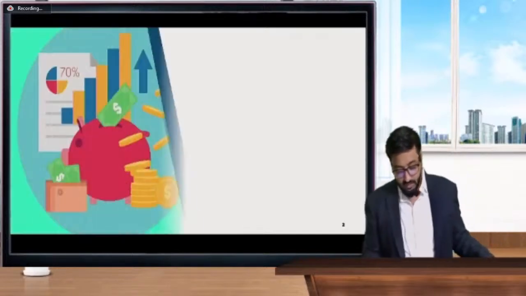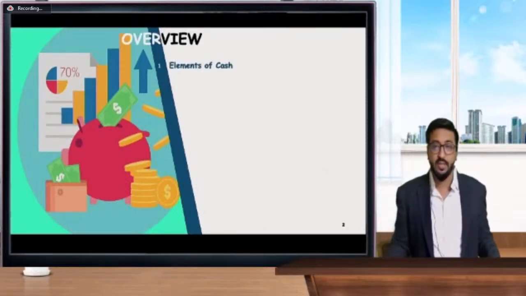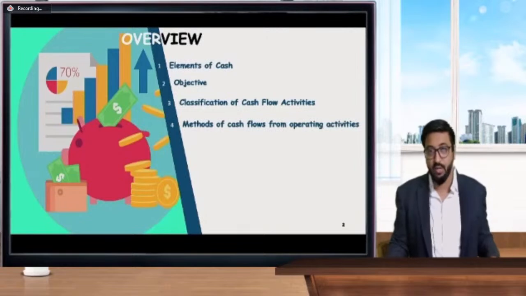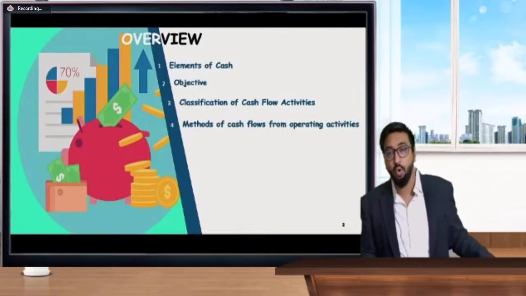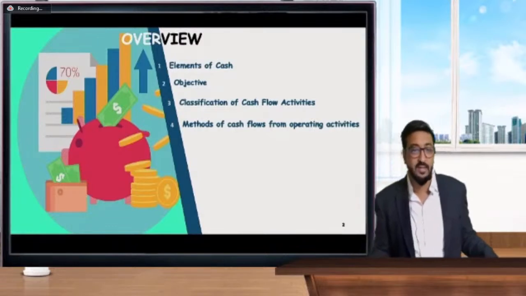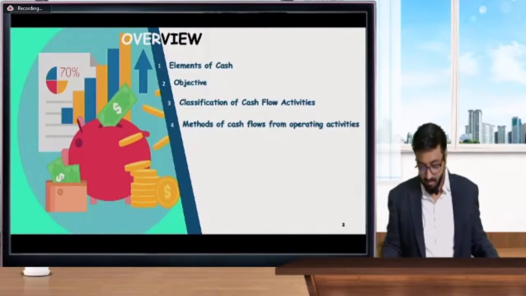So understand it quickly, what we are going to see. Overview of this chapter: what we are going to see in this is elements of cash. So what are elements of cash? Objective, we are going to understand. Classification I already explained to you. There is OA operating activity, IA investing activity, FA financing activity. So OA, IA, FA, these three activities are important.